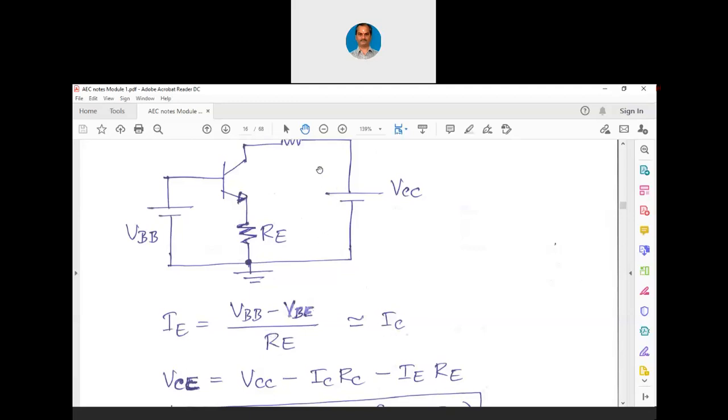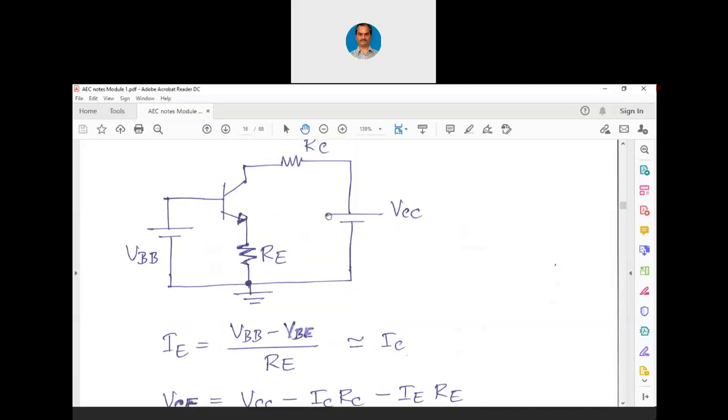If we apply KVL to the output loop now, VCE equals VCC minus ICRC minus IERE. Here, the total voltage applied to the output loop is VCC, and we have ICRC and IERE. In between we have VCE. If you remember our earlier discussion, the coordinates of the quiescent point are VCE and IC. Generally we call them VCEQ and ICQ, indicating VCE quiescent and IC quiescent.